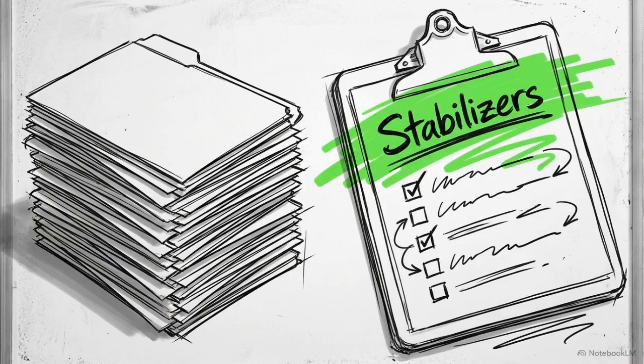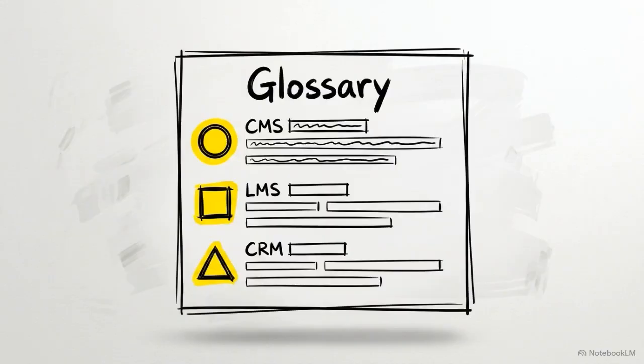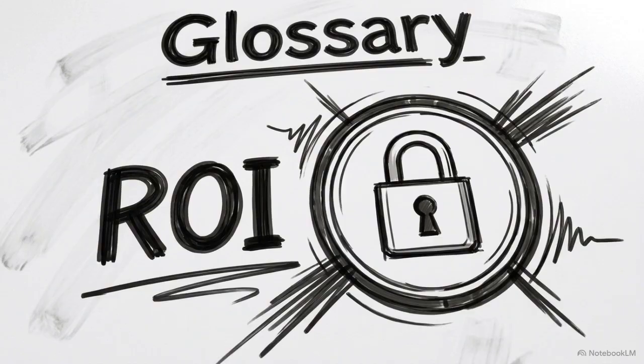Now, before you upload those research files, you need to establish rules. We do this by uploading stabilizer documents first. This is a one-page glossary document. Upload it as your very first source. This document explicitly defines your specific industry acronyms and locks in your preferred terminology from the start.